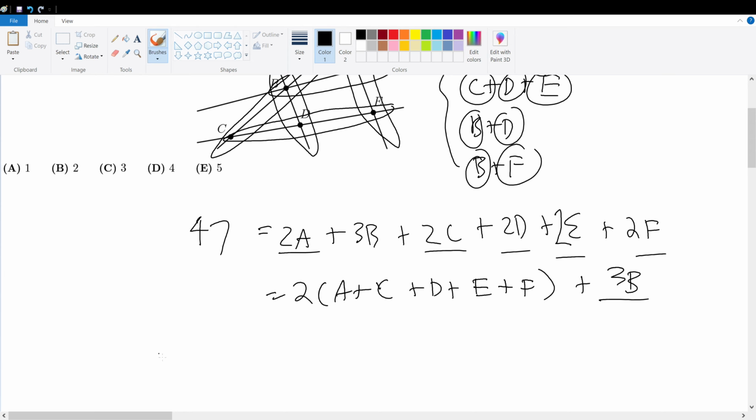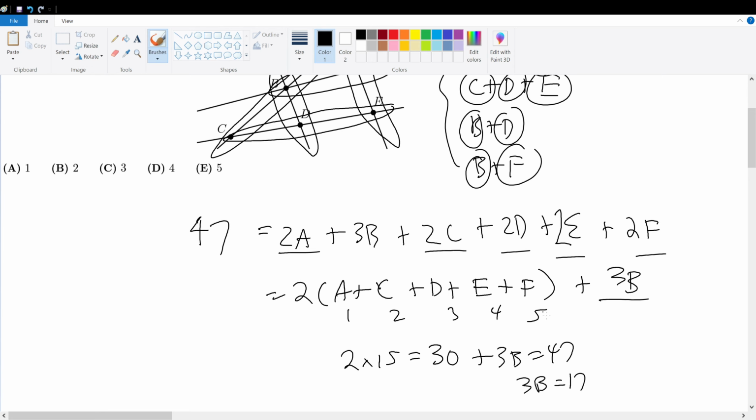So first of all, let's try to break 47 down into the sum of 2 terms, right? One is even, one is whatever. So let's guess that the five digits are 1, 2, 3, 4, 5. Then 1 plus 2 plus 3 plus 4 plus 5 is 3, 6, 10, 15. 2 times 15 is equal to 30. Well, 30 plus 3B is equal to 47. Would that work? Well, 3B is equal to 17. B would not work. So this cannot be 1, 2, 3, 4, 5.